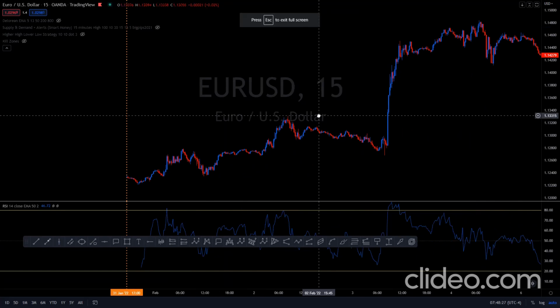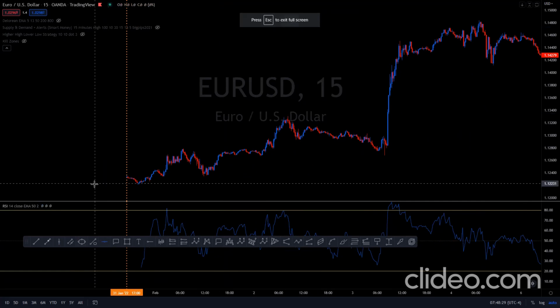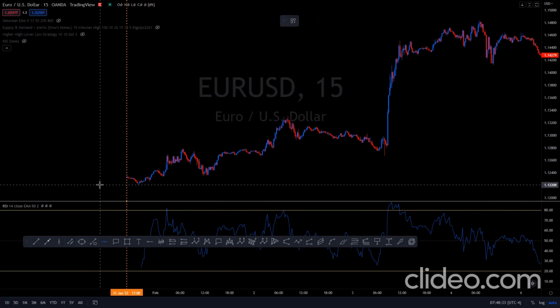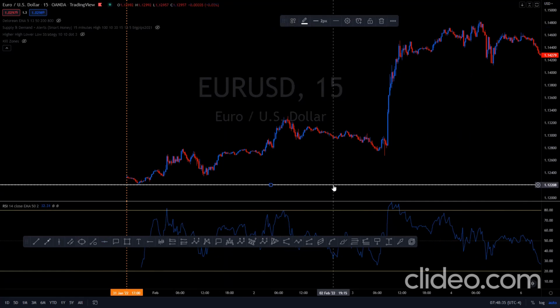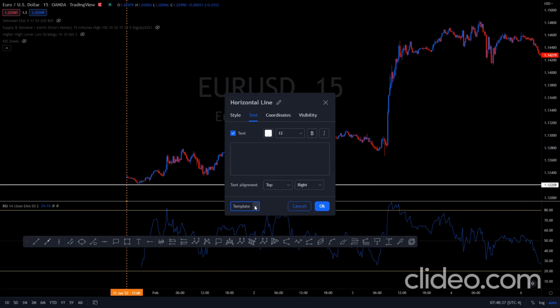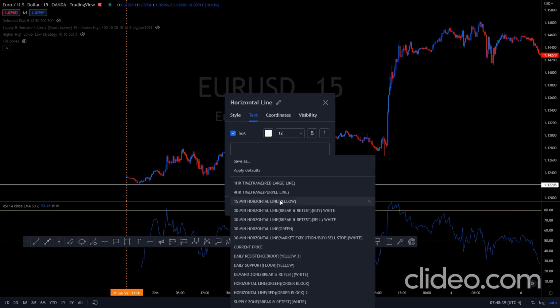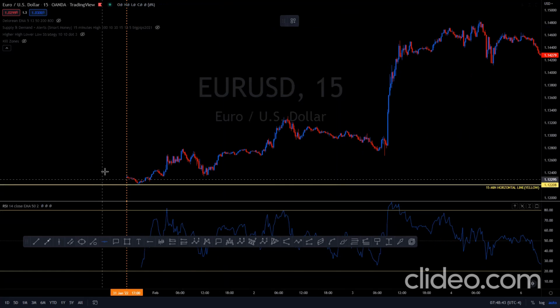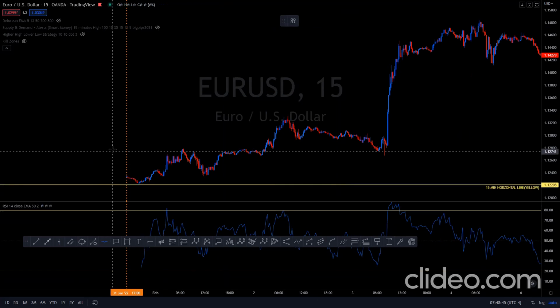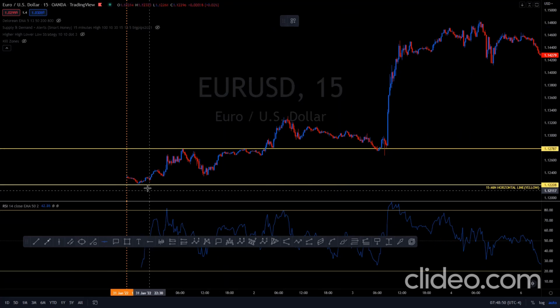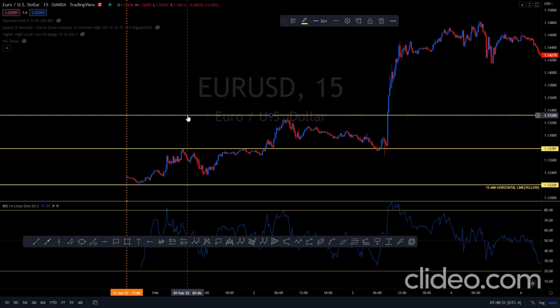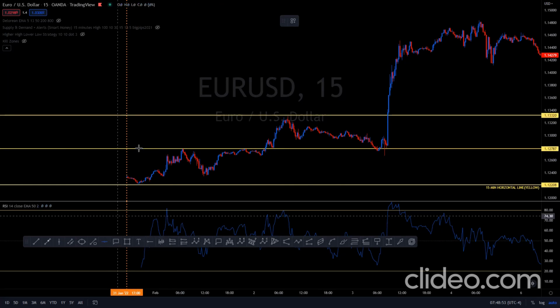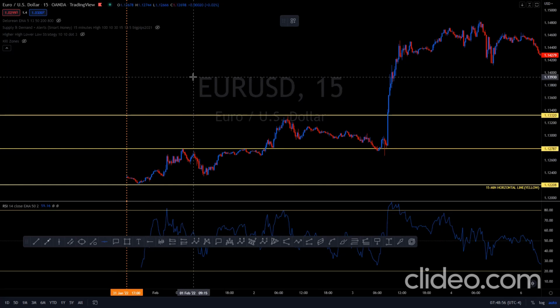And then we're going to start marking up institutional support or resistance. These are areas where in the past, the institutions have gathered a lot of liquidity on these support and resistance areas and made their big moves, right? And these are the type of moves that we want to be in. They're the most consistent and most profitable moves in the market, all right?